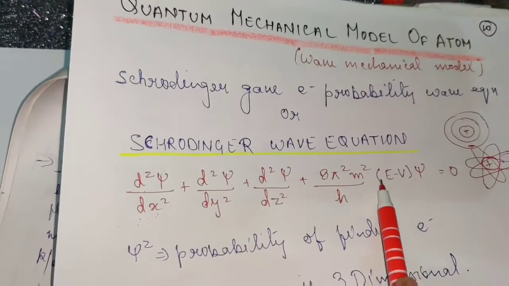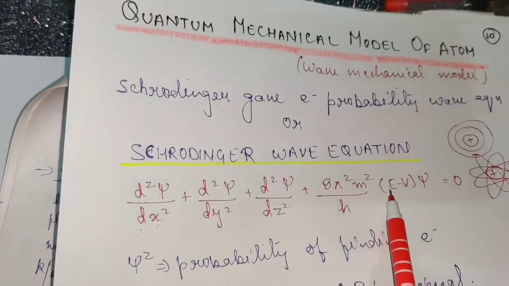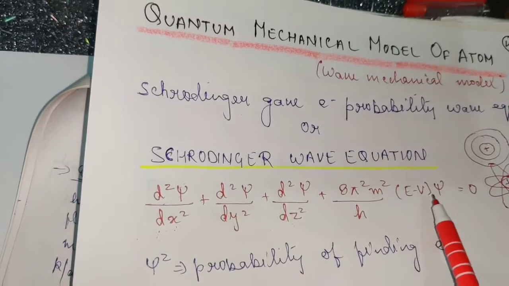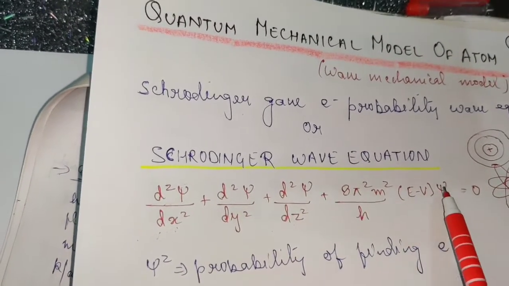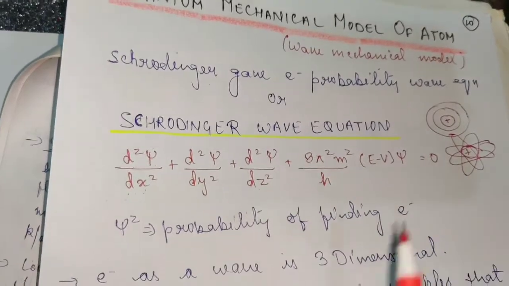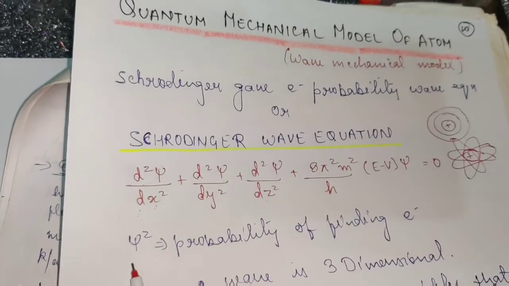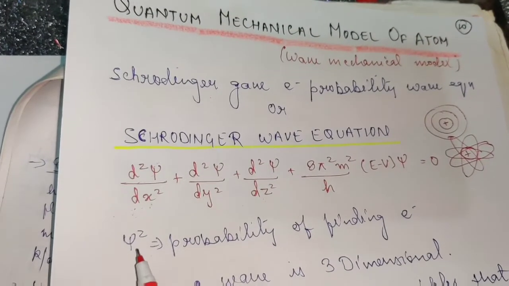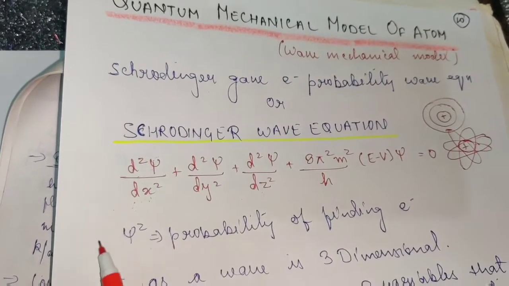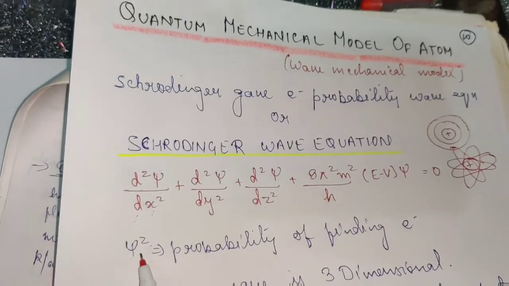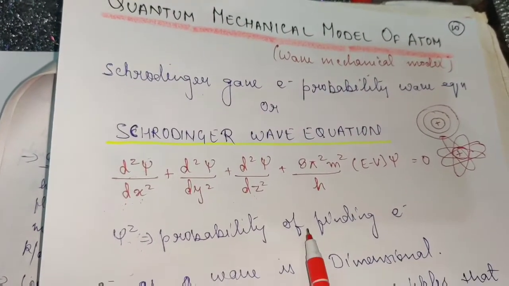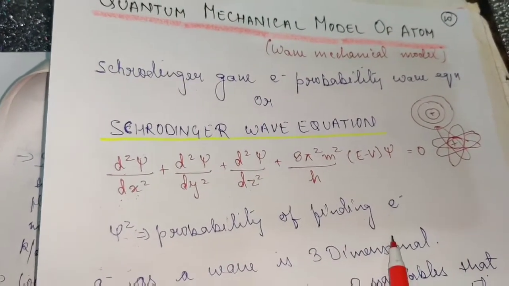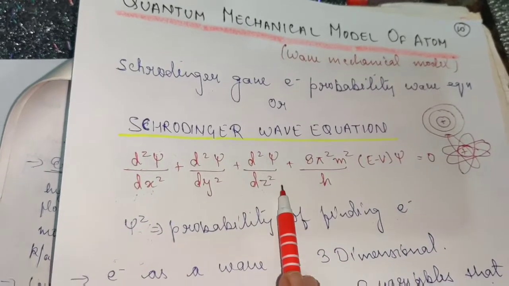E and V are what? E is energy, and V is potential. And psi is the wave function. This much information is enough for you. And what is psi square? Children, sometimes in your exam you get a question to explain the significance of this psi square. So this psi square tells us about the probability of finding an electron in an atom. You only have to remember this much. This equation is known as Schrödinger wave equation.